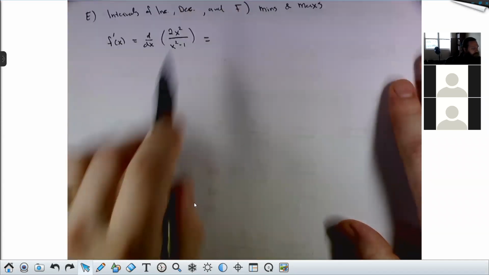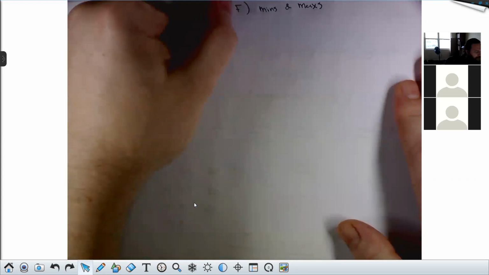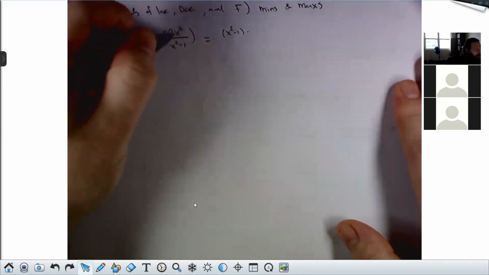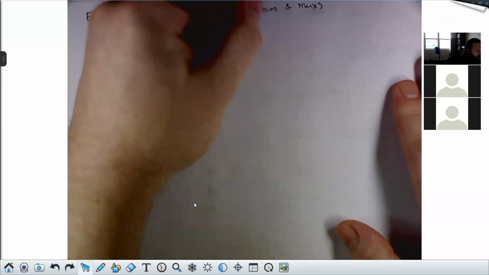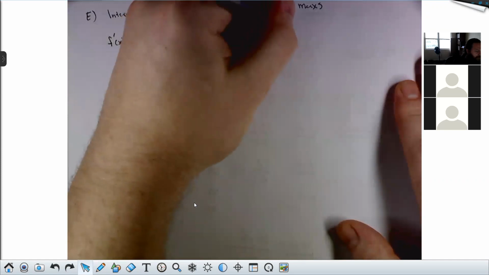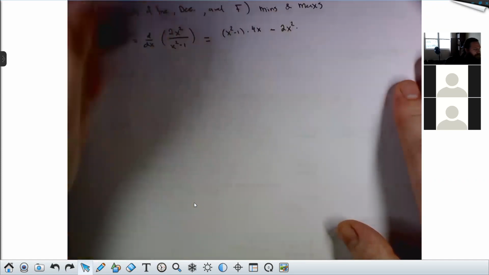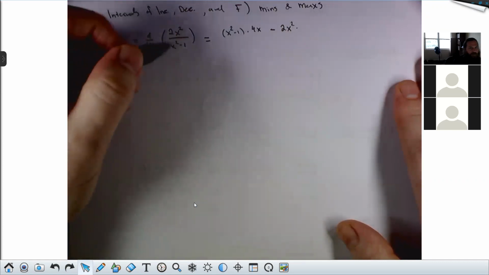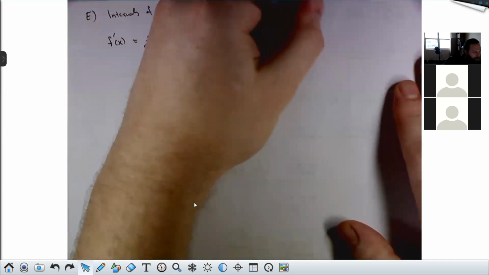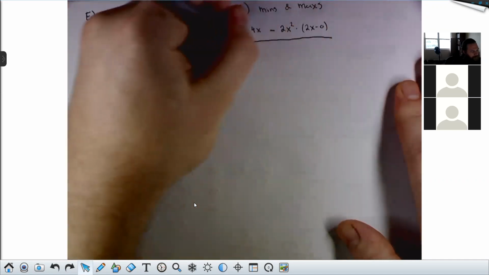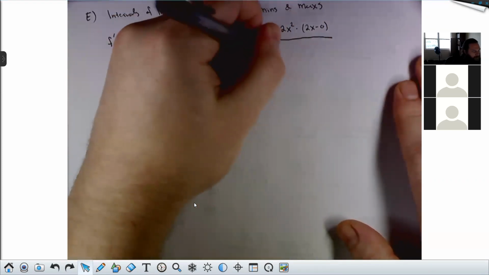So that's the bottom times the derivative of the top. The derivative of 2x squared is 4x, minus the top times the derivative of the bottom. The derivative of x squared minus 1 is 2x minus 0, all over the bottom squared.